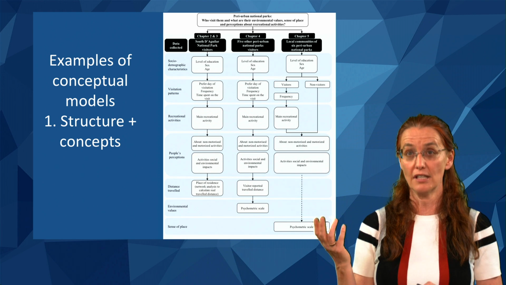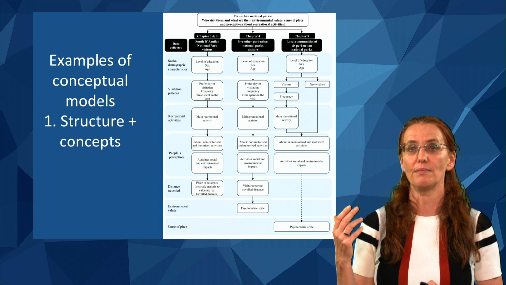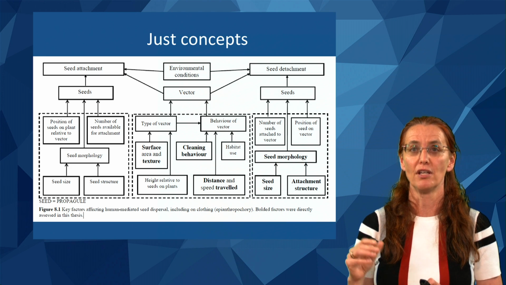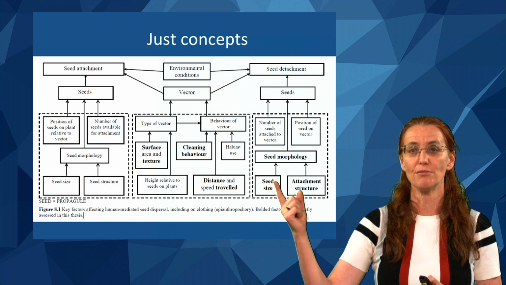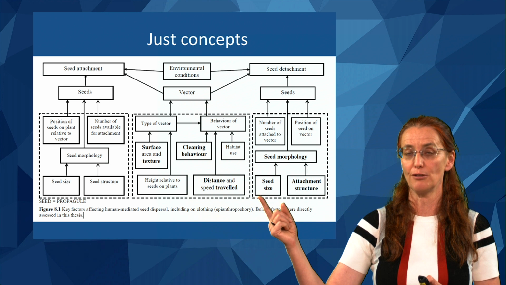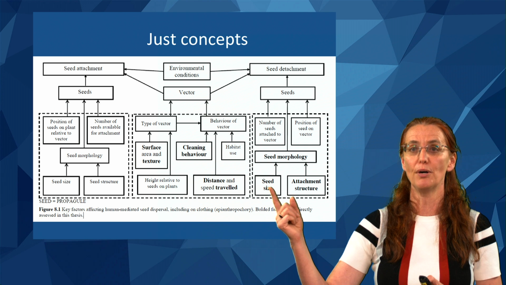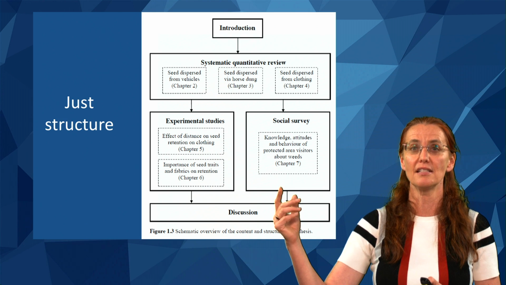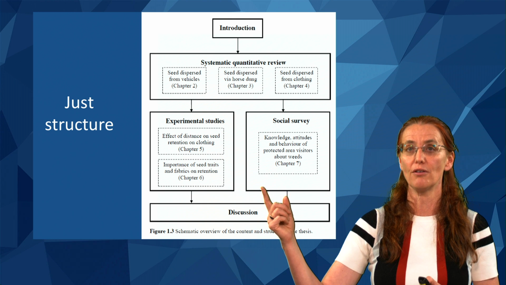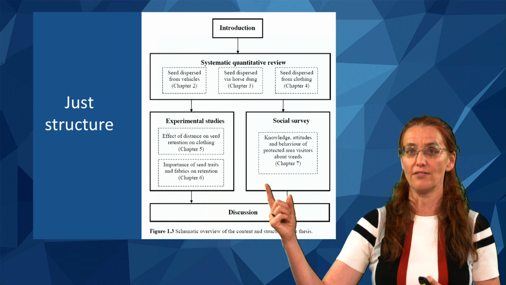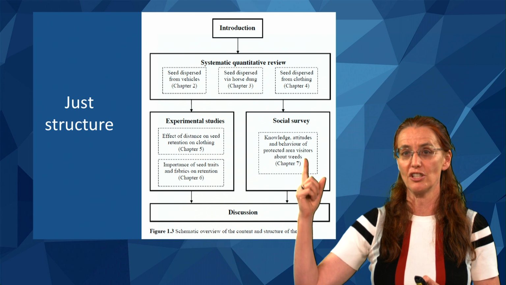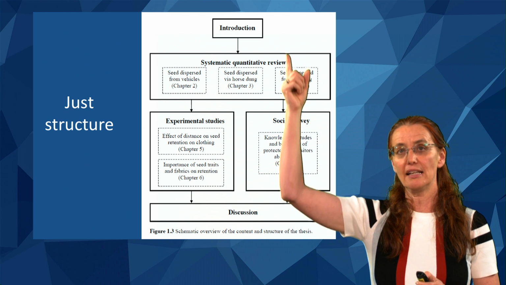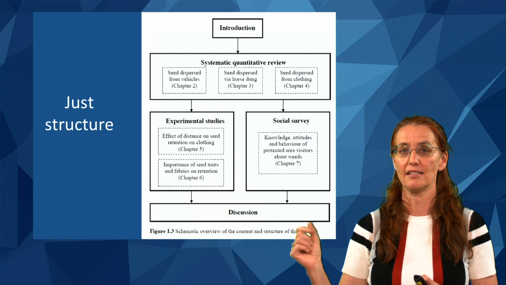Now that worked really, really well, but sometimes you can't do both a concept and structure in one diagram. So here's one where it's just the concepts showing you the major factors affecting a particular process, and the ones in bold are the ones that are going to be assessed or discussed in this thesis. And then there's a separate diagram showing how the structure of the thesis fits together, how the different chapters link to each other, to deal with jumping around in methodology, etc., but linking it between the introduction and the discussion.